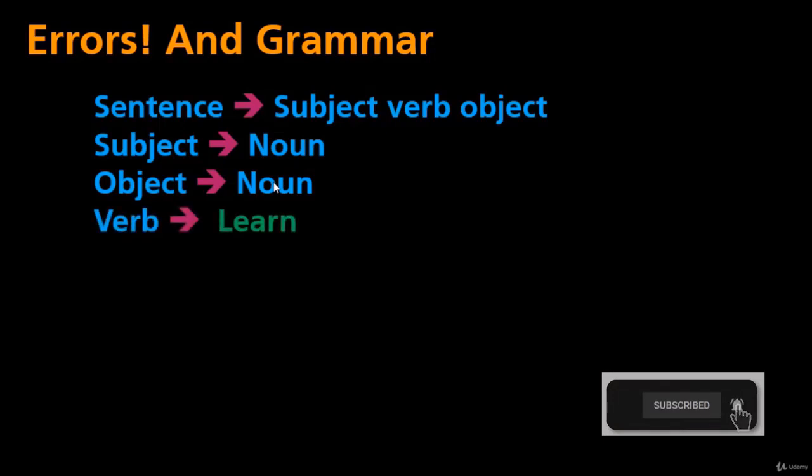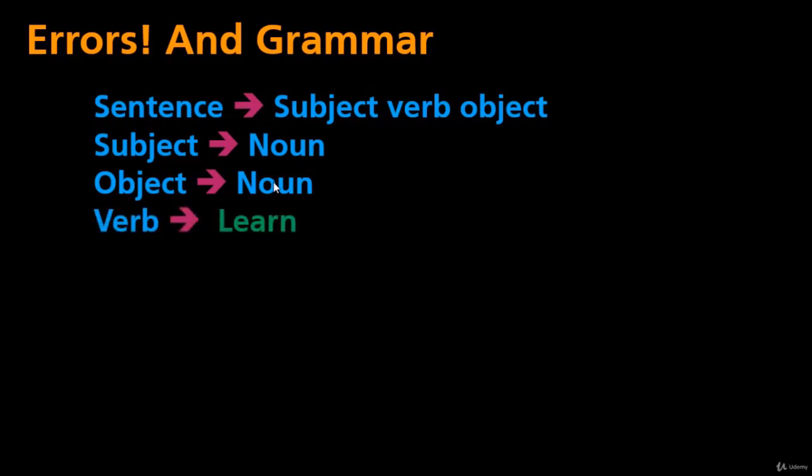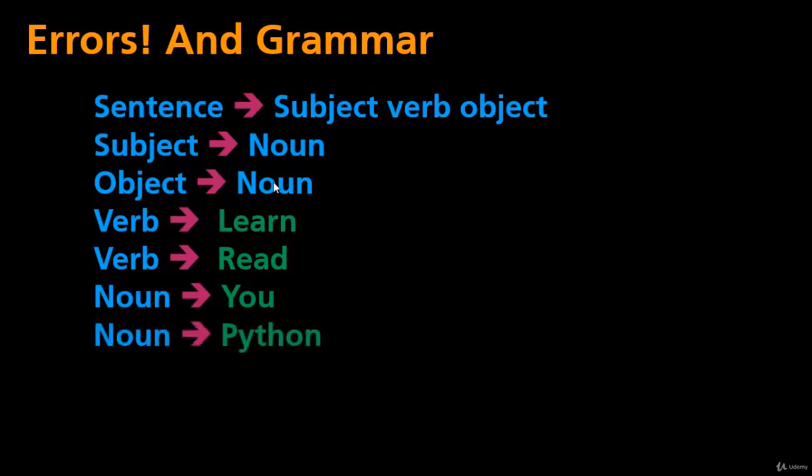So a verb could be a word like learn. The verb could also be a word like read. A noun could be the word you, and a noun could be the word Python. And a noun could be the word pizza. The actual English grammar is, of course, much larger and more complex than this. But we can still think of it as having rules like this that allow us to form sentences from the parts of speech that we know, from the words that make those parts of speech.